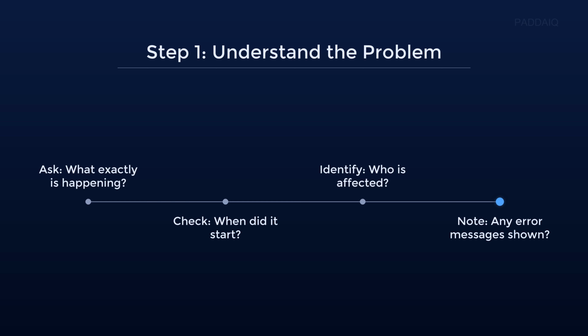Note any error messages shown. This means checking if the system displayed any specific error codes or messages when the problem occurred. For example, if a sales report fails to generate, look for an error like connection to database failed. Always document these details, as they are crucial for diagnosing and resolving the issue efficiently.